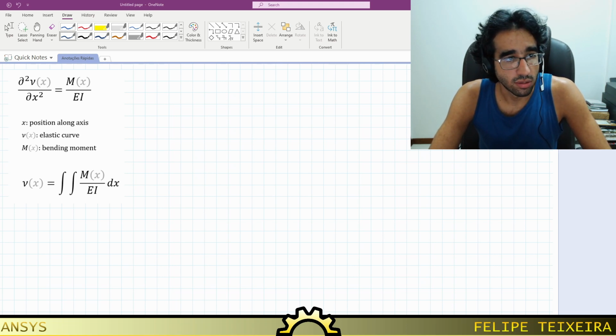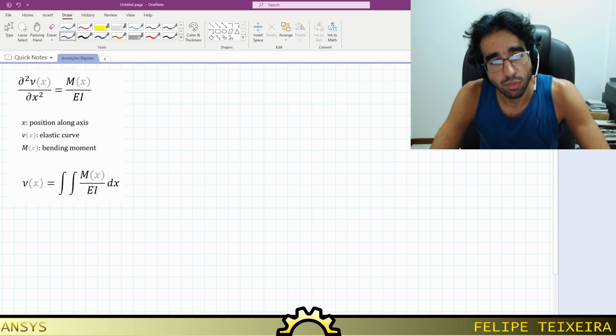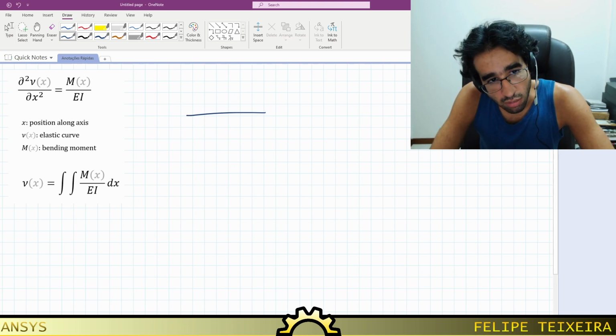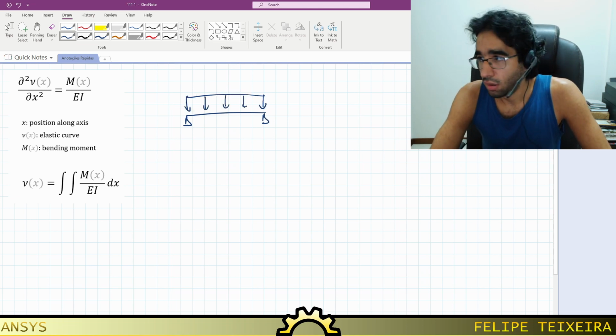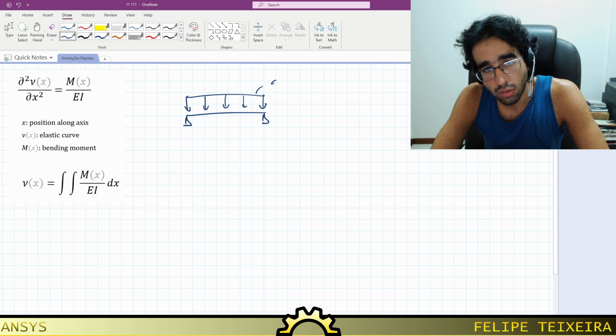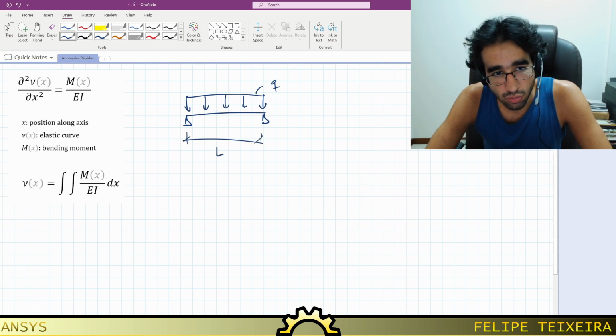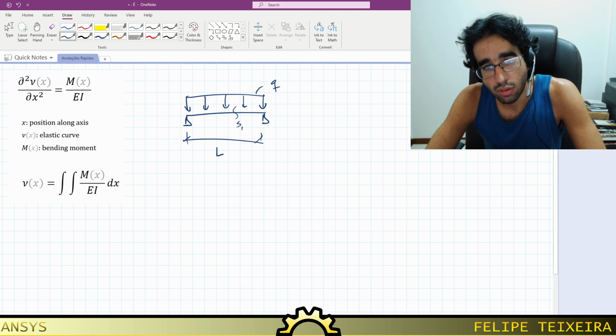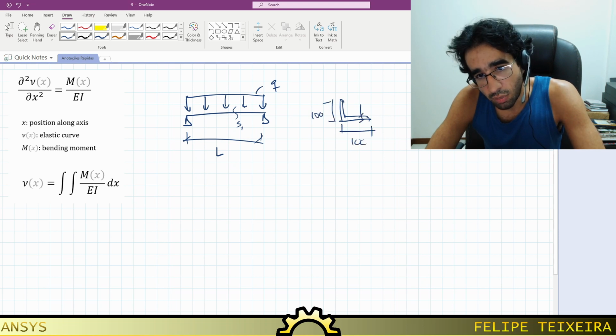So let's solve this beam. It's a statically determinate beam, so we can find the bending moment quite easily. So our beam is simply supported, meaning it has pin supports on both sides, and it's loaded like so, right? So this is my load, Q. This is my length, L, of the beam, and the cross section, which I'm going to call S1, is our angle section. The dimensions are 100 millimeters on the side, 10 millimeters of thickness.